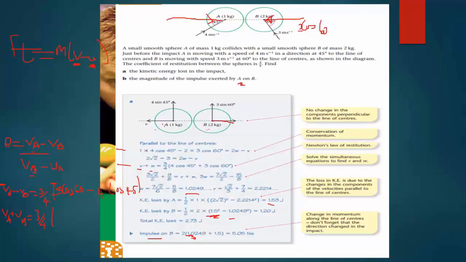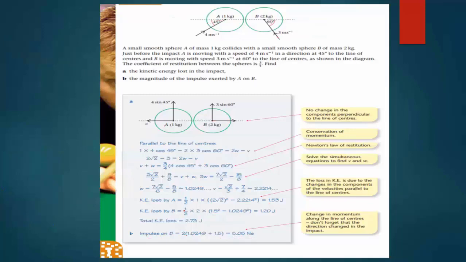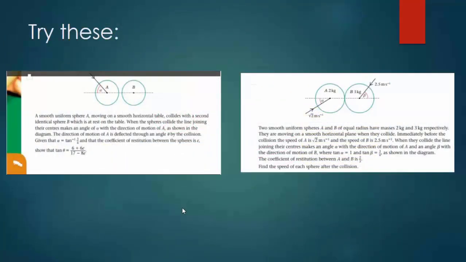Ndio maana hapa amesema change momentum along the line of centers. Don't forget that the direction changed on the impact. So finally the impulse inakuwa ni hiyo. Along there, these examples you can try and solve. Okay, you can try and solve these examples, but nataka unote vitu vinne apart from maelezo mengi ambayo yanachanganya.